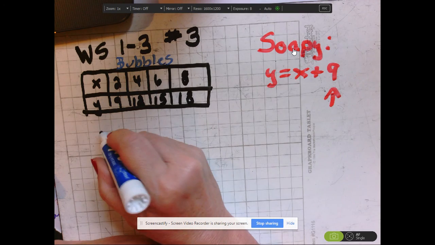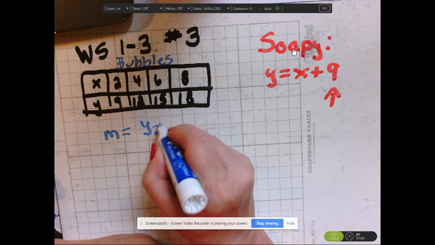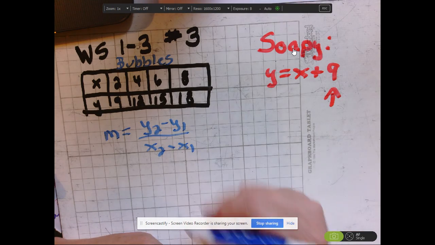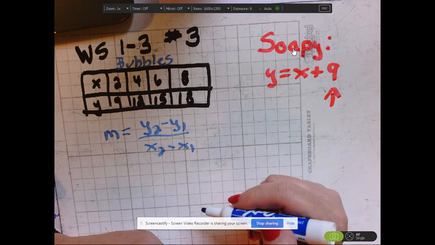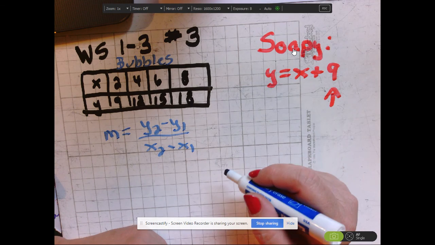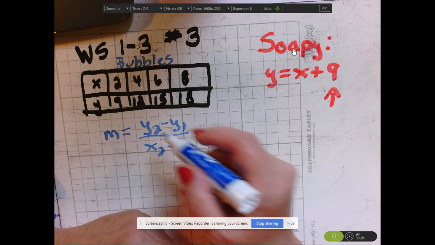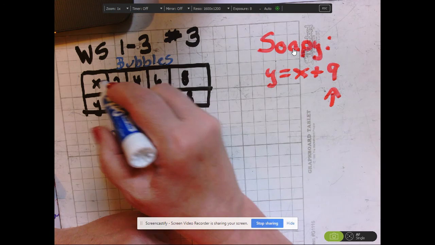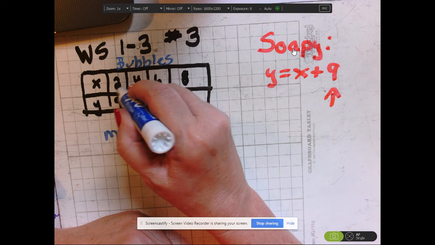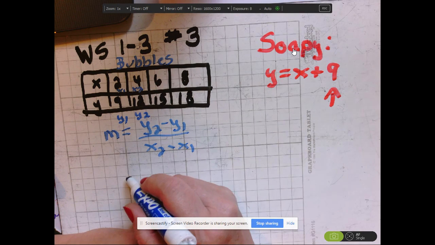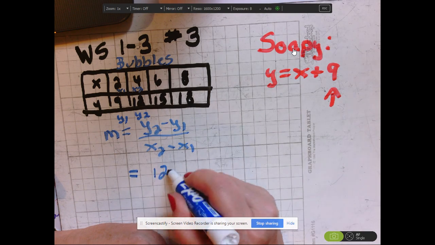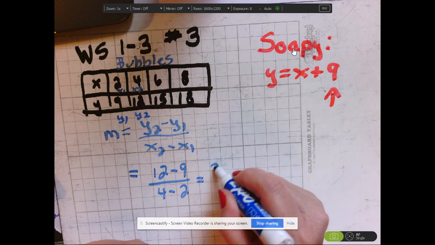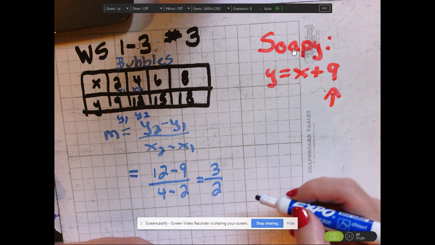So if you remember, the slope would be y2 minus y1 over x2 minus x1. So we can find out what the slope is just simply by using any two of these points. It doesn't really matter which two you use. So if we call this one y2 and y1, and this would be x2 and x1, let's go ahead and use these points. So the slope would be 12 minus 9 all over 4 minus 2. So this would be 3 over 2. So we know the slope.